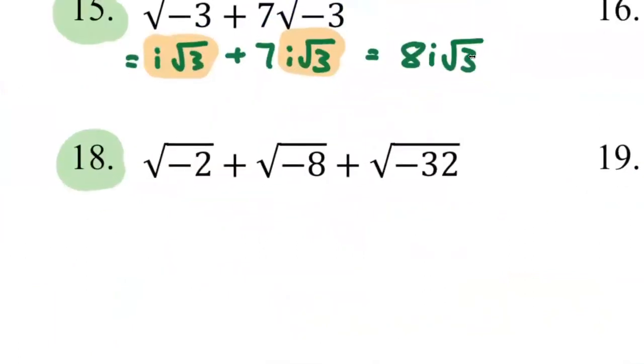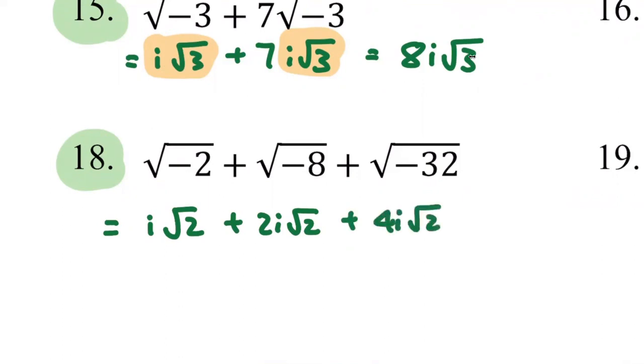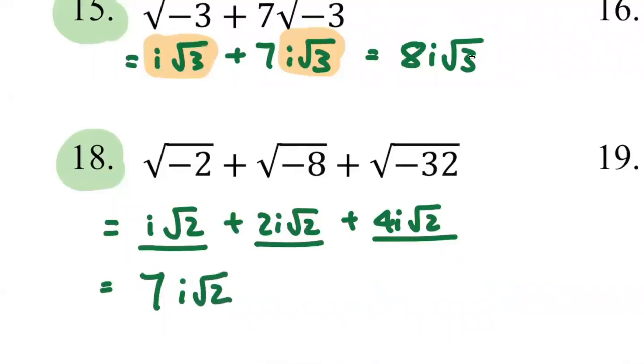All right, but what about number 18? We have i root 2 plus 2i root 2, because 2 root 2 is square root of 8. And then we have 4i root 2, because 32 is 16 times 2, right? And then now you have all these 3 together. You have 1 of the i root 2 plus 2 of the i root 2s, and then 4 of the i root 2s, right? So altogether you have 7 of them, 7 i root 2s.